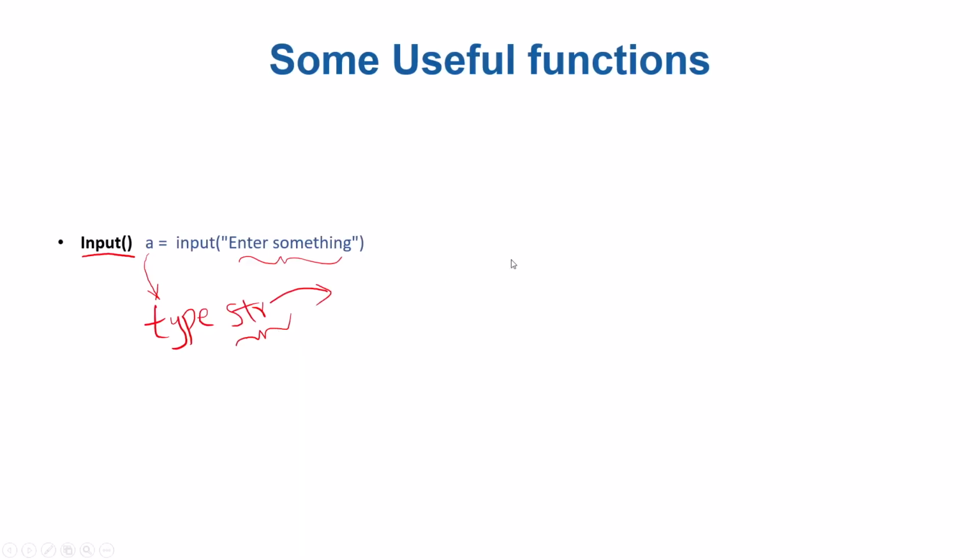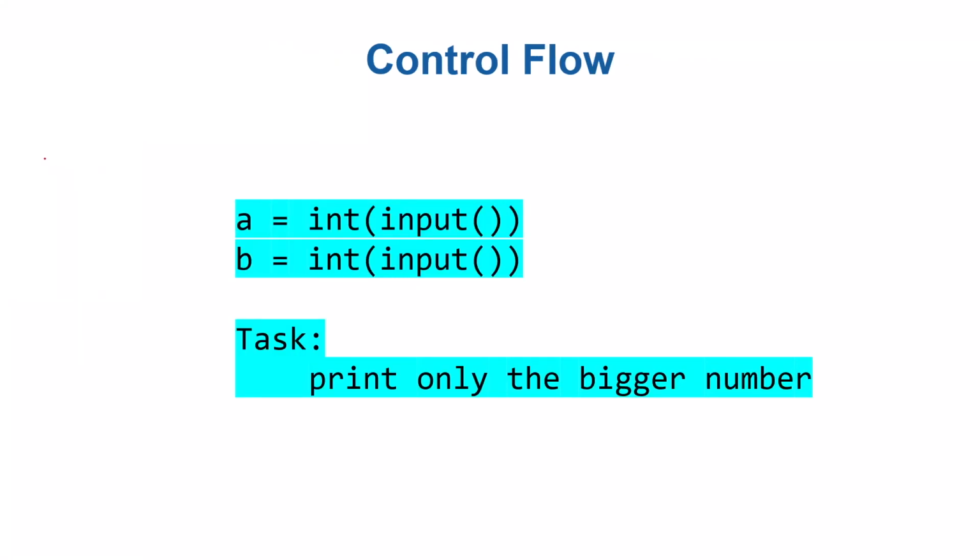In the next video we will be seeing the power of comparisons and decision making, sometimes called the control flow. So the real fun will begin from the next video, because we will be actually deciding which part of the code should run and which part should not run based on certain conditions. So hope to see you in the next video.